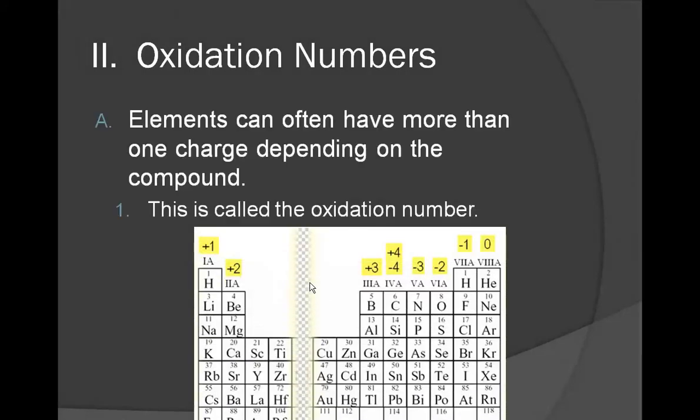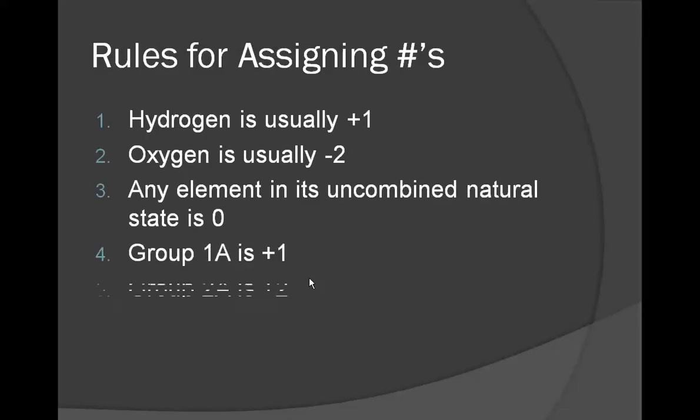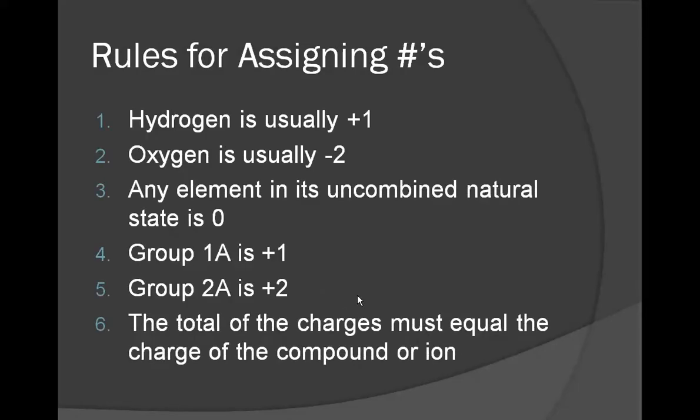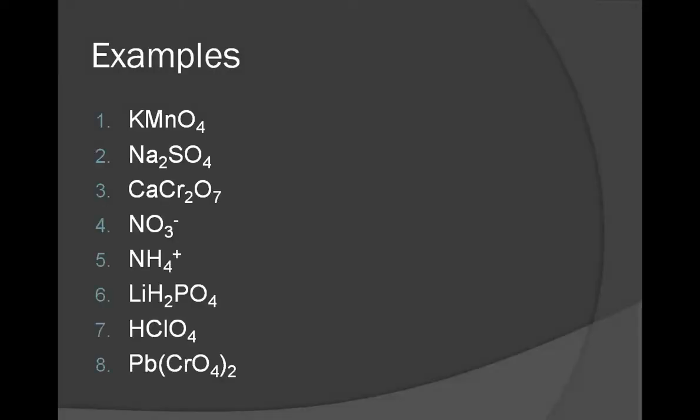Real quick review. These are those rules for assigning oxidation numbers, and we still have to know how to do that. If you already turned in your e-assignment for the last one, and you were struggling a little bit on how to do oxidation numbers, you need to make sure you go talk to your teacher, because that hasn't gone anywhere. We still have to know how to do that. It's really important for what we're about to do. So here we go.